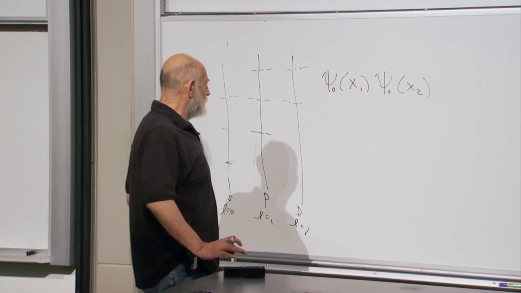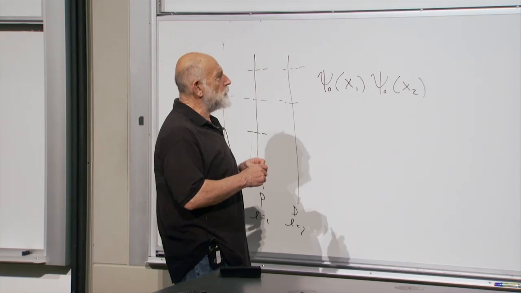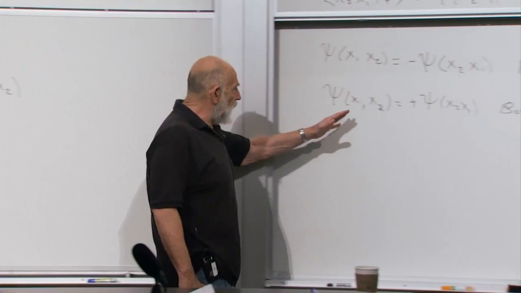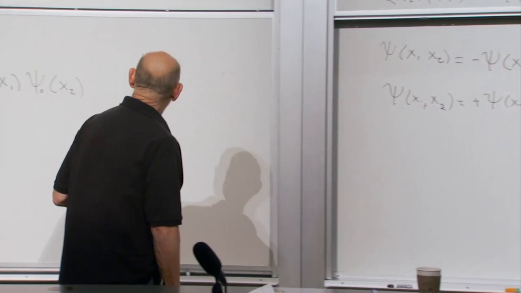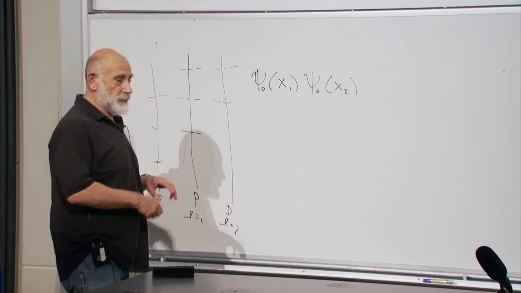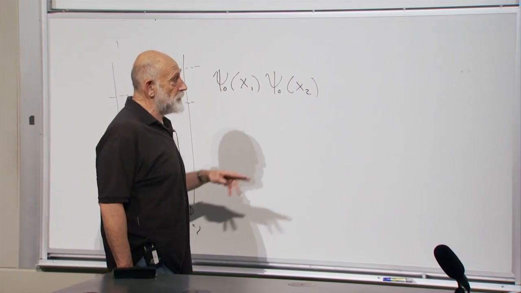Okay, so this wave function here, two particles in the same state, that's symmetric. The word is symmetric: symmetric on the interchange of the two arguments of the wave function. It does not change sign. So if such a wave function makes any sense, it makes sense only for bosons. For fermions, this is not possible because this does not satisfy the rule for fermions.